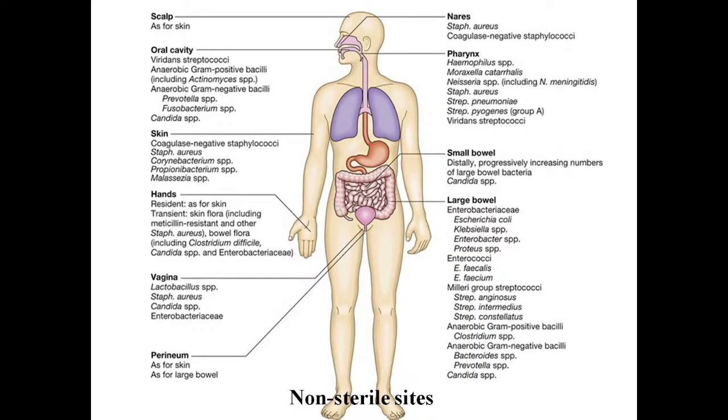If we look at this diagram, we can see that different organs are inhabited with microorganisms. Let's look at which organs are inhabited. Let's start from skin. Skin is non-sterile. Skin is inhabited with Staphylococcus, Corynebacterium, Propionibacterium. Then hands are also non-sterile because there is skin here. Vagina in a woman is non-sterile. There is a normal beneficial microflora here, like Lactobacillus and Bifidobacterium, Staphylococcus aureus, Candida. And these bacteria form the normal microflora of the vagina.